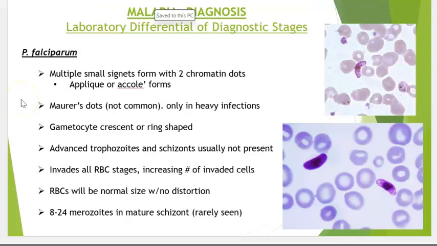Mainly what I want to point out on this particular slide for falciparum is the crescent shape of the gametocytes. Another thing that helps us differentiate between the different species of Plasmodium is the number of merozoites in the different species. So it's saying here that falciparum can have anywhere from 8 to 24 merozoites in red blood cells, even though they're rarely seen.